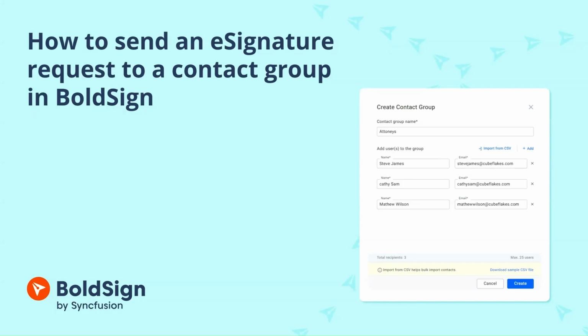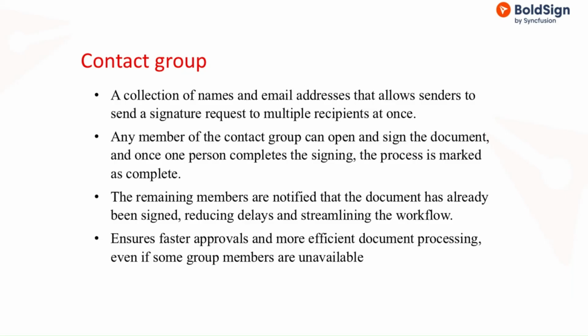In this video, you will learn how to send an eSignature request to a contact group in BoldSign. In BoldSign, a contact group is a collection of names and email addresses that senders use to send signature requests simultaneously. Any contact group member can open and sign the document, and when a person completes signing, the process is marked as complete. The remaining members are notified that the document has already been signed, reducing delays and streamlining the workflow. This feature ensures faster approvals and more efficient document processing, even if some group members are unavailable.